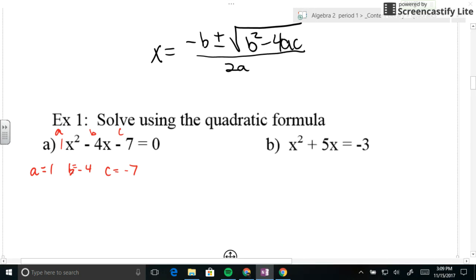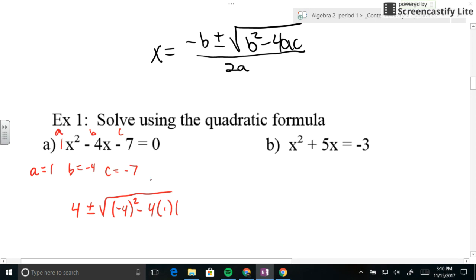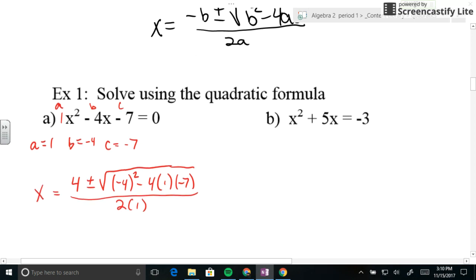So the opposite of b. If b is negative 4 here, the opposite of b is positive 4, plus or minus the square root of b squared, which is negative 4 squared, minus 4 times a, which is 1, times c, which is negative 7. All that goes in the radical, and we divide by 2 times a, 2 times 1. So all we did was plug it in, and this is what x equals.